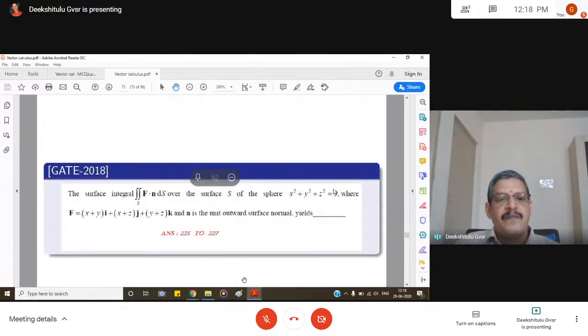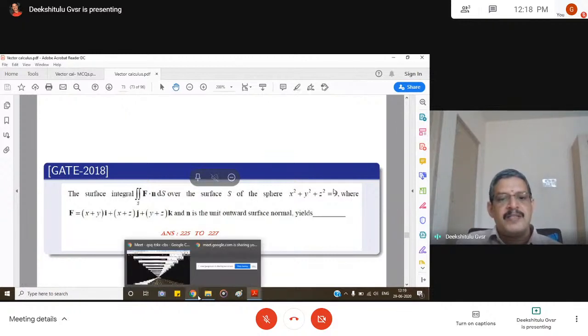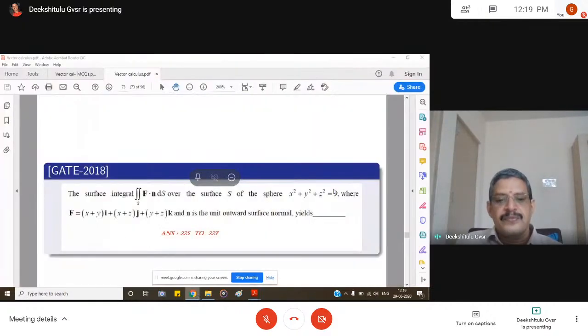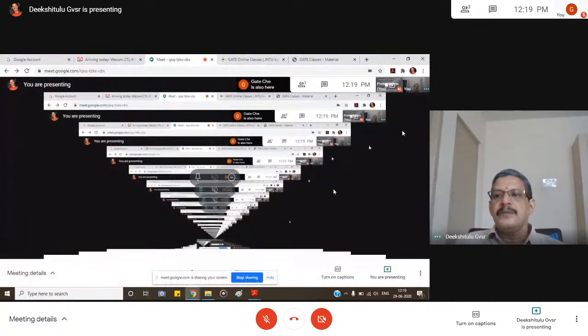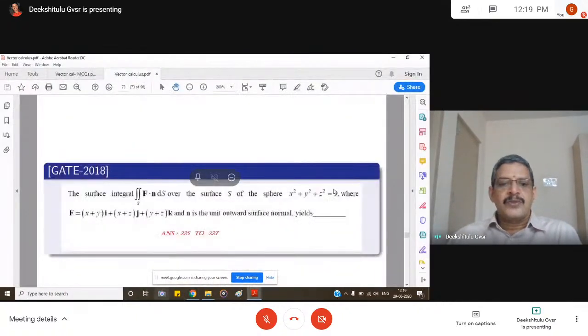Evaluate the surface integral of F dot n dS, for the surface S of the sphere x square plus y square plus z square is equal to 9, where F is equal to x plus y i plus x plus z j plus y plus z k and n is the outward normal. You can calculate that using the given principles. So that comes to be.